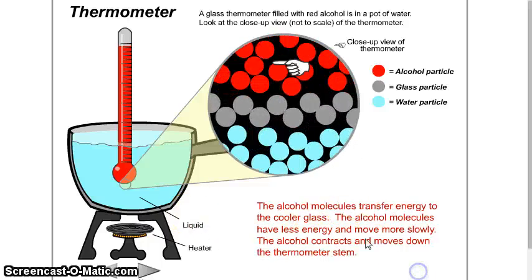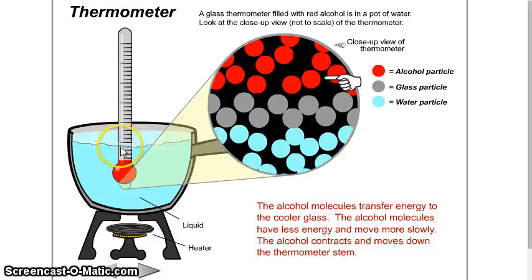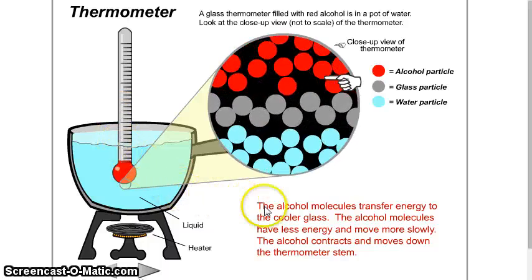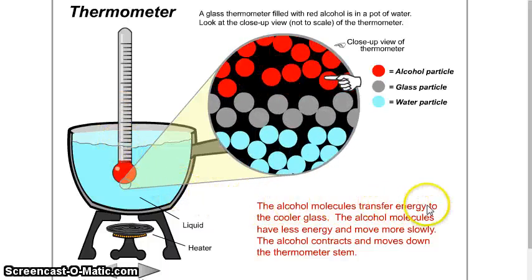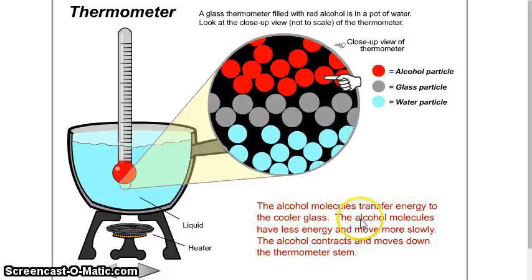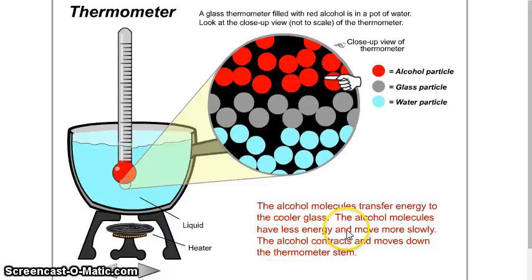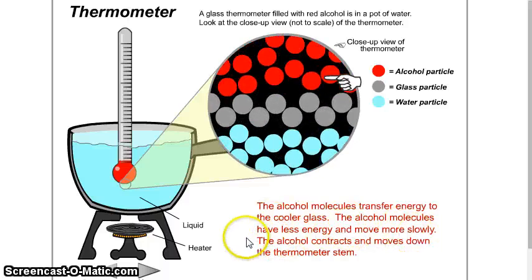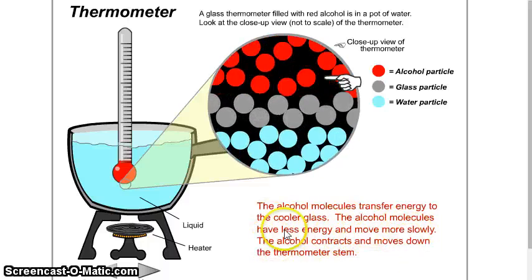And finally, we're going to see the temperature start to drop and the alcohol goes back down the stem. The alcohol molecules are going to transfer their energy to the cooler glass, which will then transfer to the water. The alcohol molecules have less energy and move more slowly. The alcohol contracts and moves down the thermometer stem.